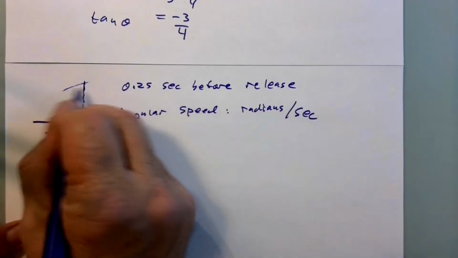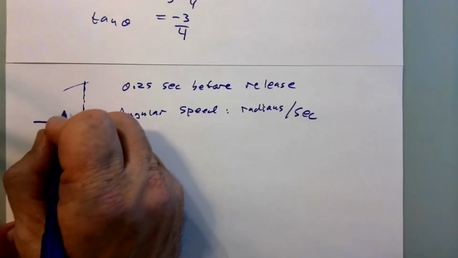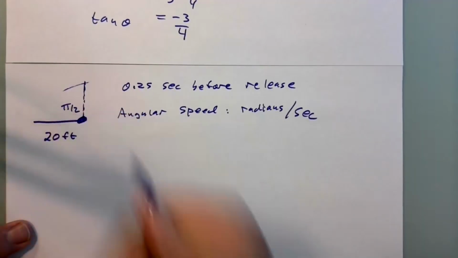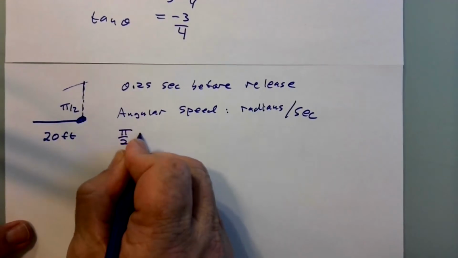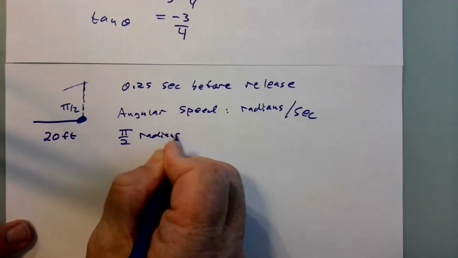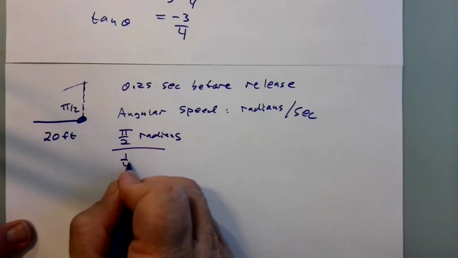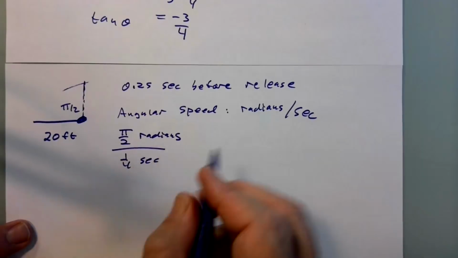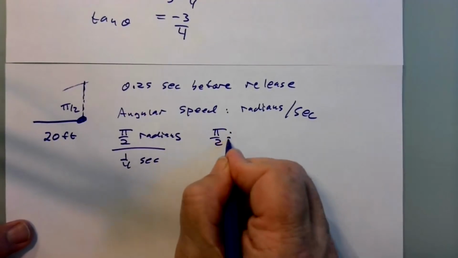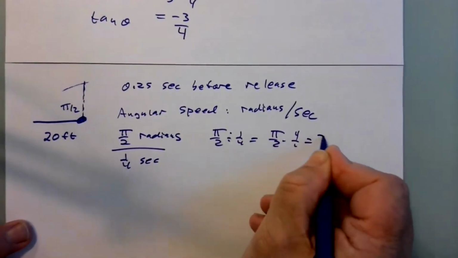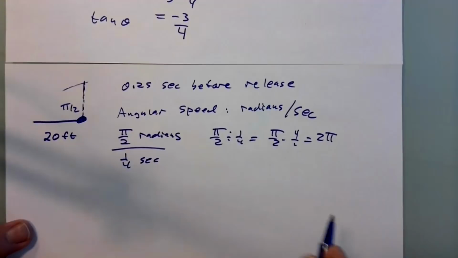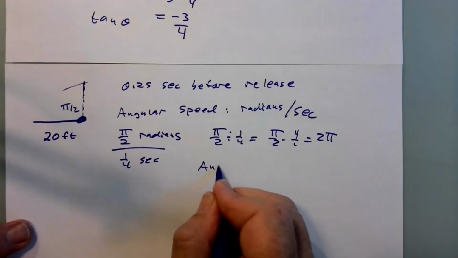So we see it's going from horizontal to vertical, so that's a total of 90 degrees, or if you like, pi over 2 radians. So how long does it take? We have pi over 2 radians in how many seconds? In 1/4 of a second. So it's pi over 2 divided by 1/4. It's pi over 2 times 4 over 1, which is 2 pi. So my angular speed is 2 pi radians per second.